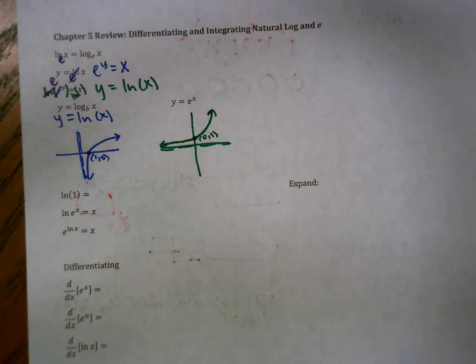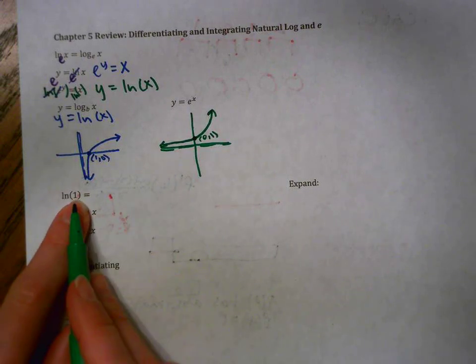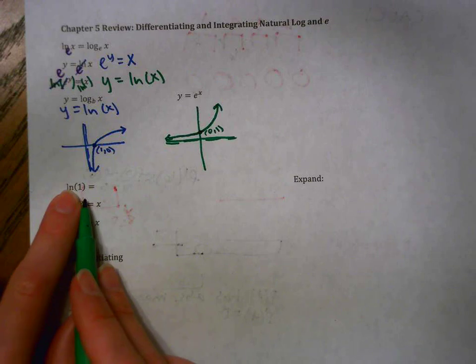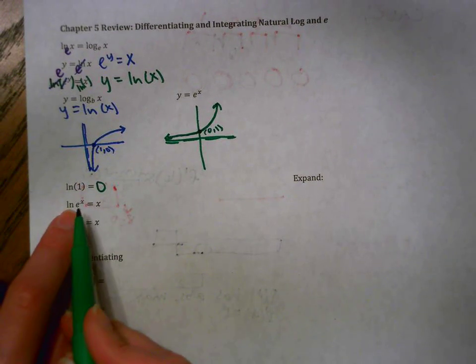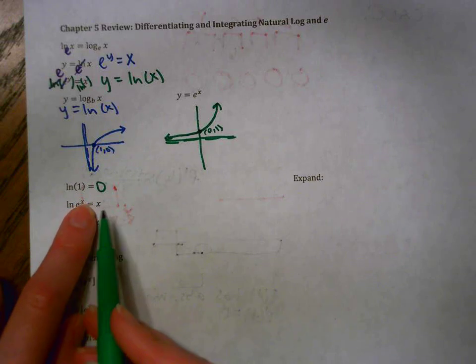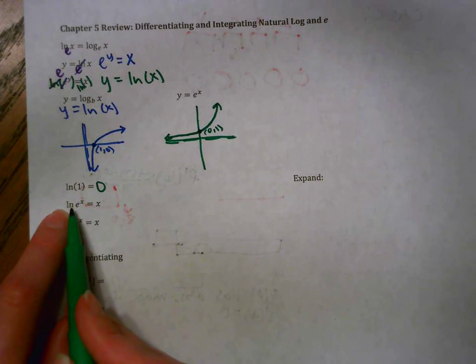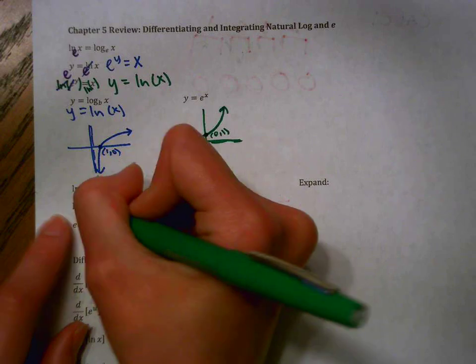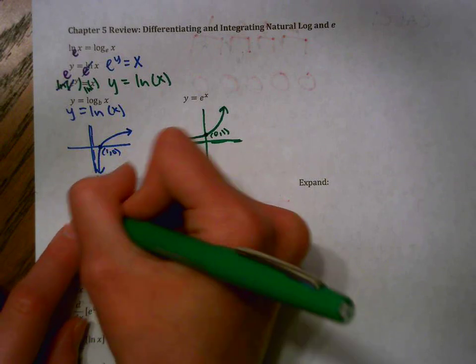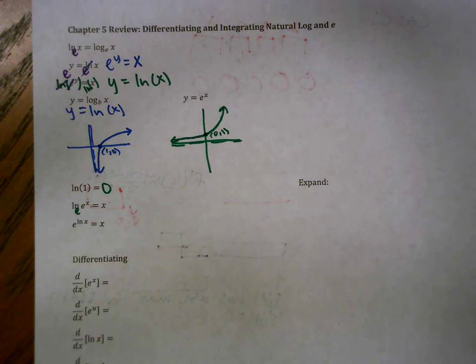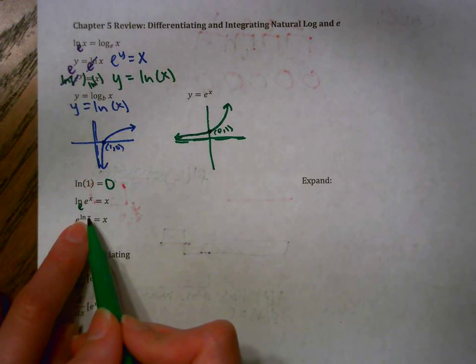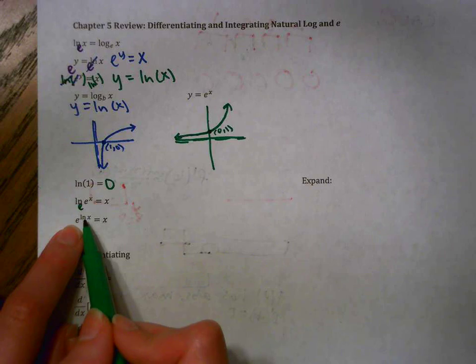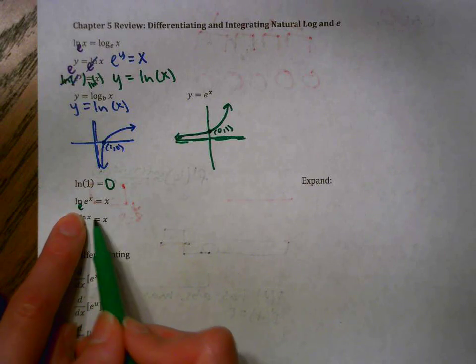And here's some more log facts that help us out. Anytime you have a 1 on the inside, no matter what that base is, so natural log of 1 would just be 0. If it's natural log of e to the something, it's just going to equal that something, because again, this is base e, that's base e, so they cancel, and you're left with just the exponent. And same thing here, like what we did up here. If it's e to the power of natural log of x, because those bases are the same, they cancel, and you're left with just the x.